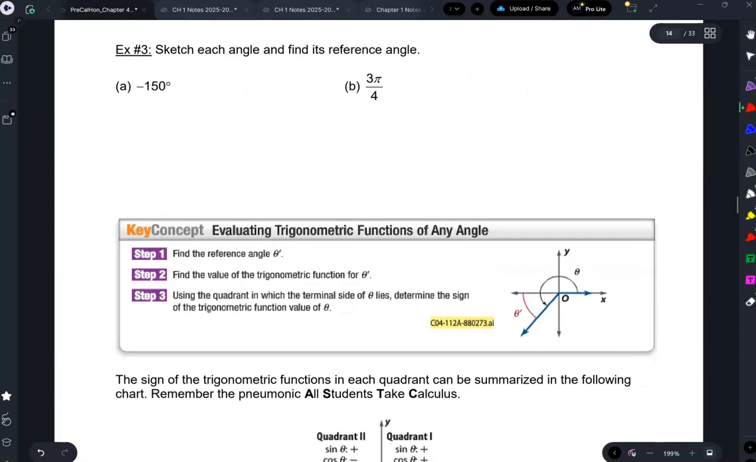What would the use cases be for a reference angle? You're getting ahead of me. Hang on, you're fast forwarding.